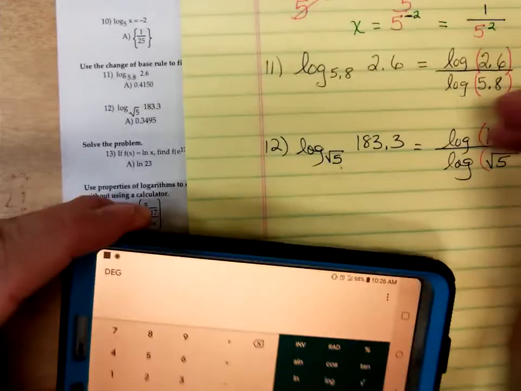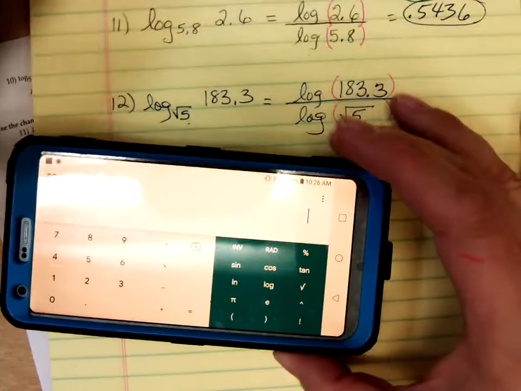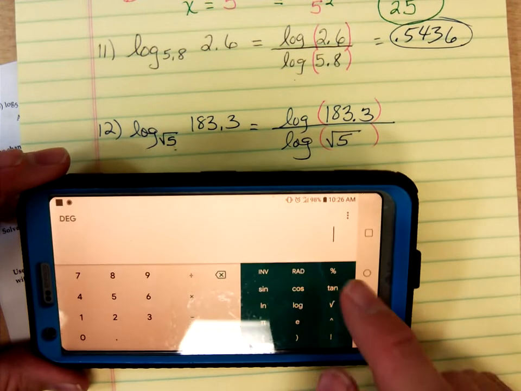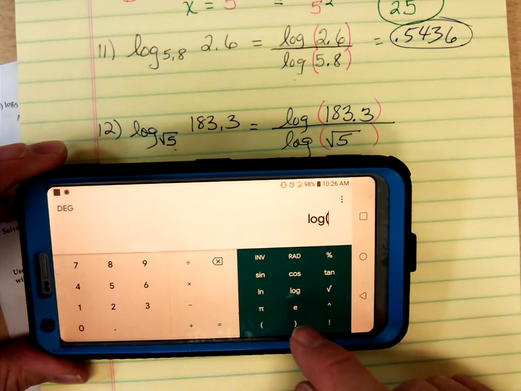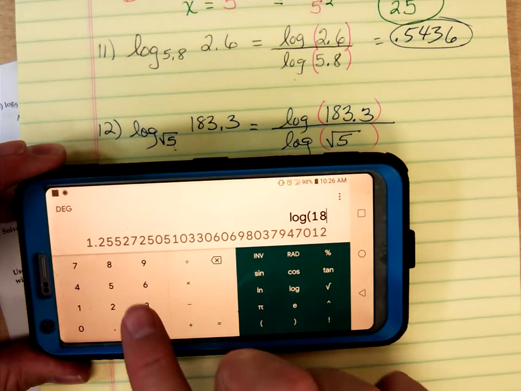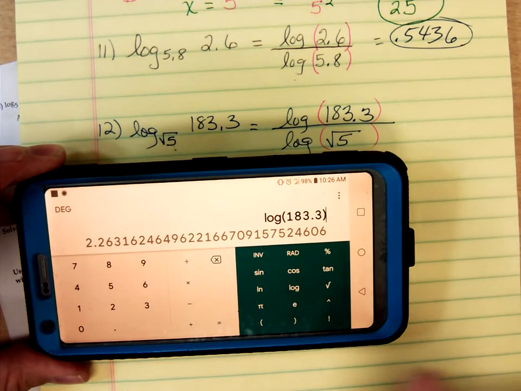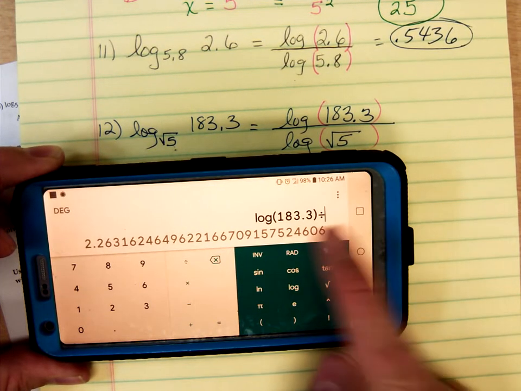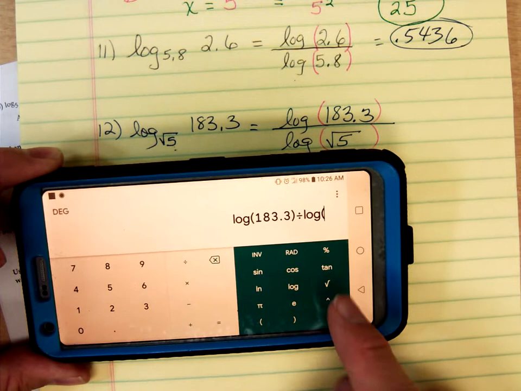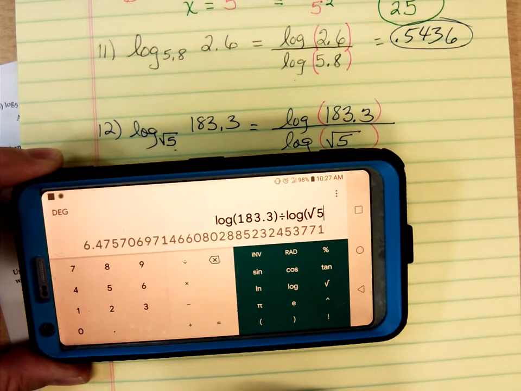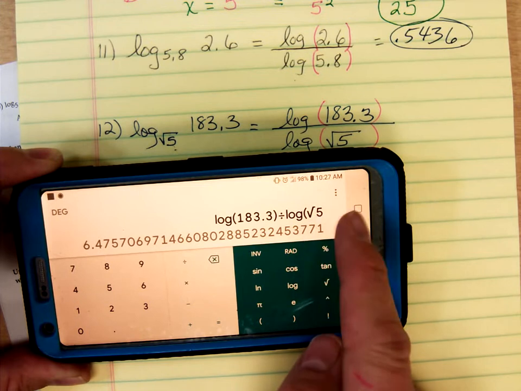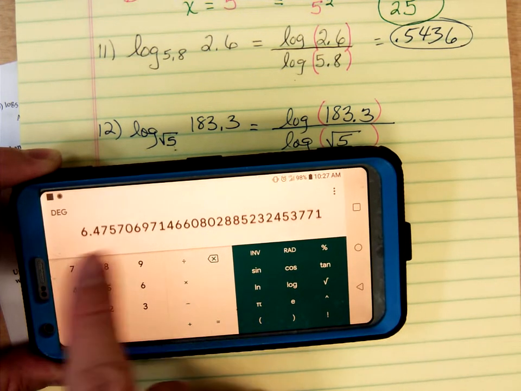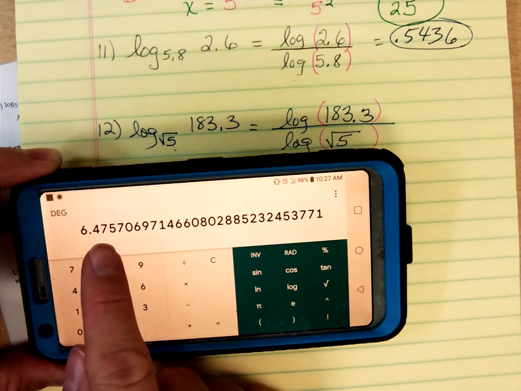And let's see, here I am punching in log (183.3), close parentheses, divided by log square root of 5. Theoretically, I should close those parentheses there at the end, but if I don't, it'll still give me the correct answer. 6.4757.